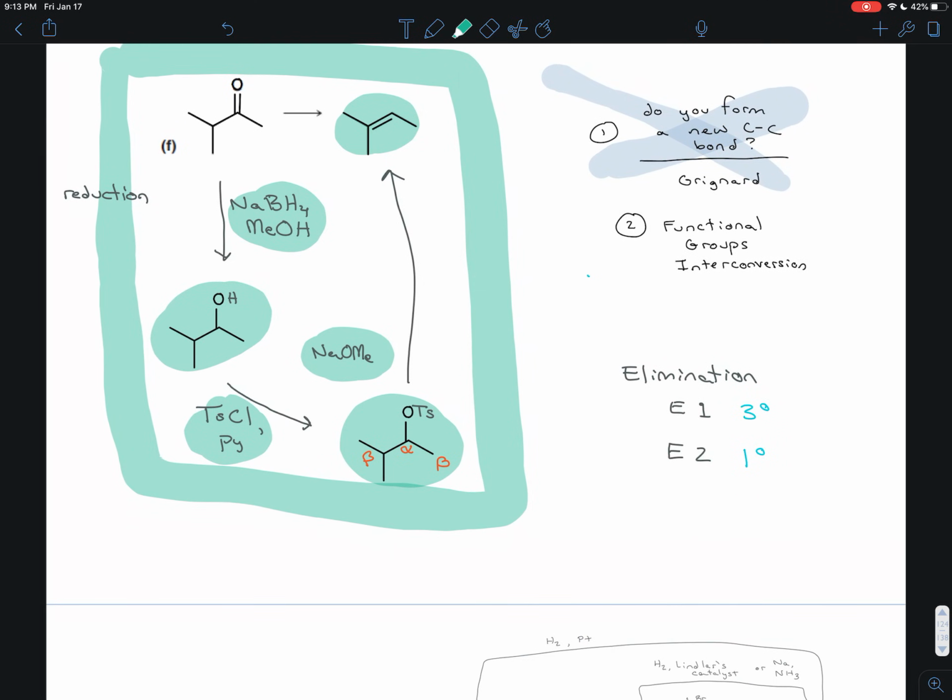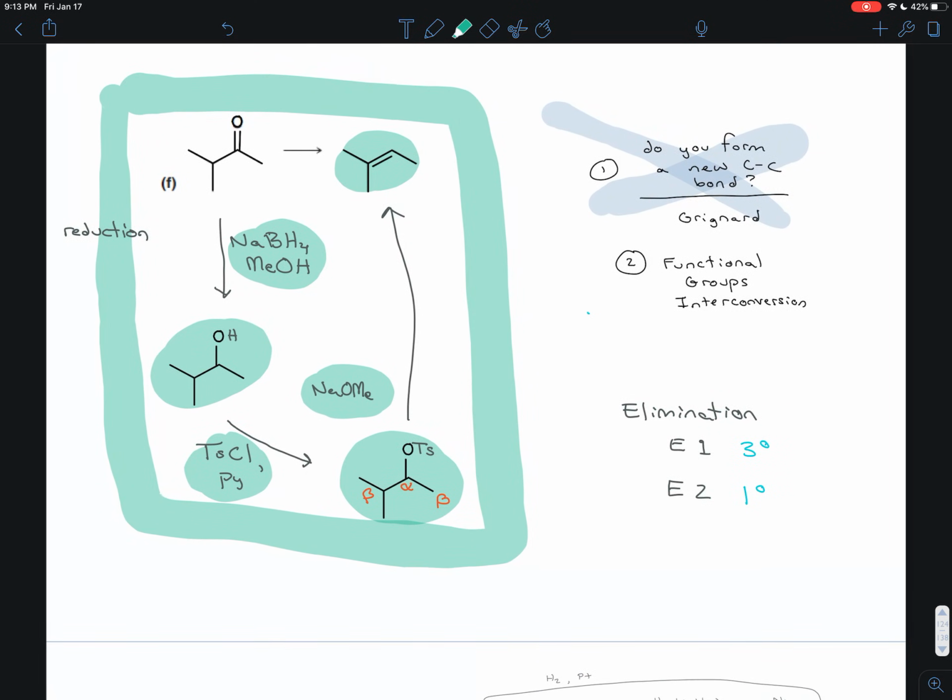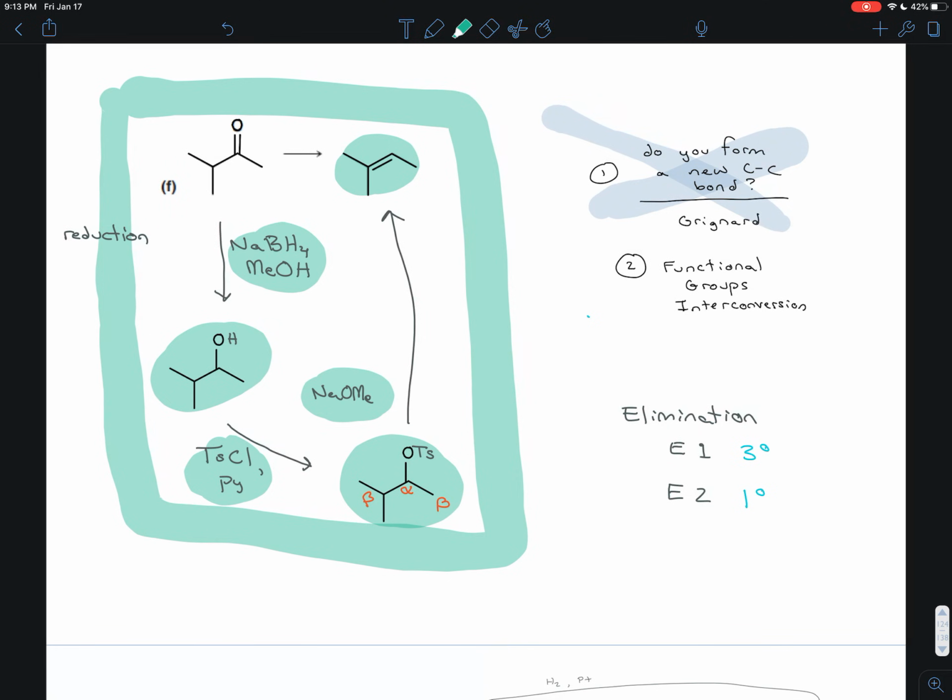So here we've done some more multi-step synthesis exercises. In the next video, we're going to see about making new carbon-to-carbon bonds. So we'll finally start using those Grignard reagents.